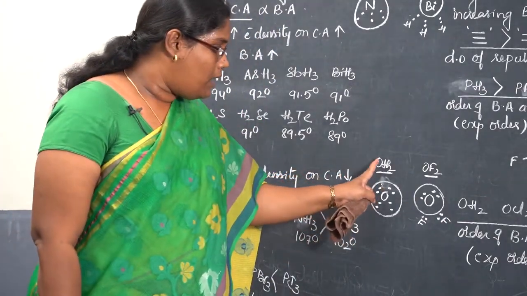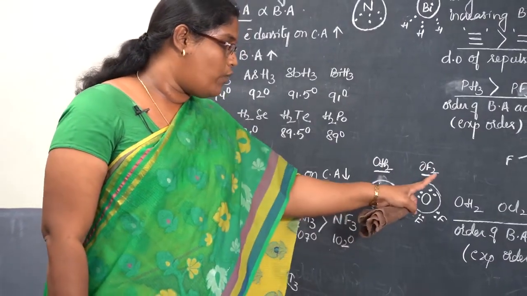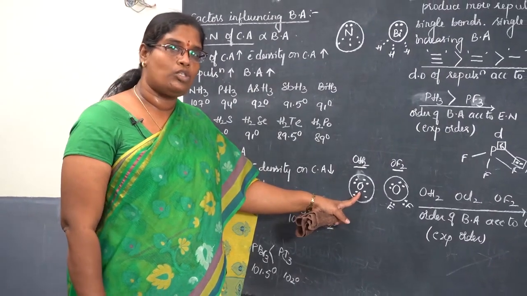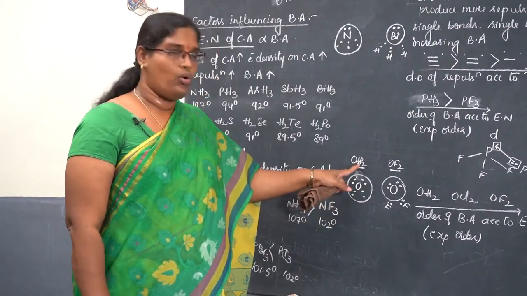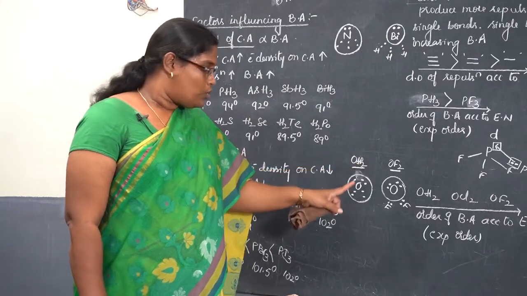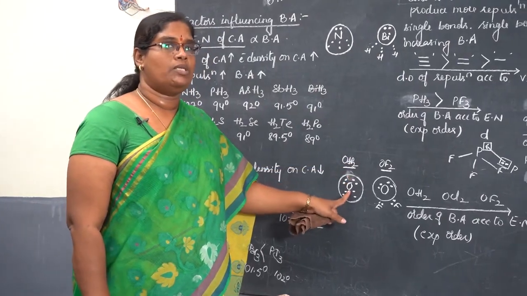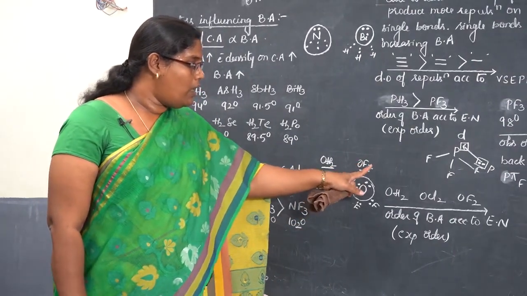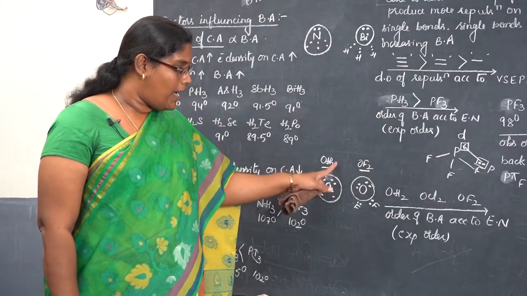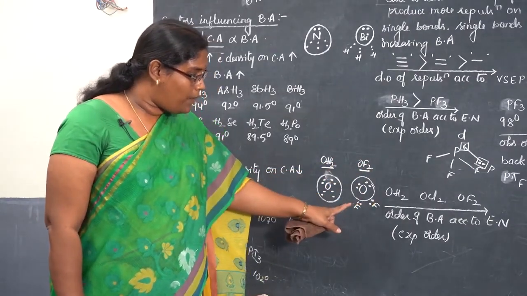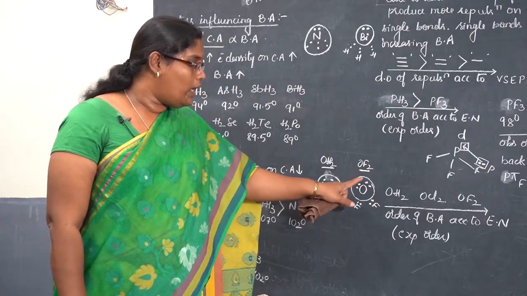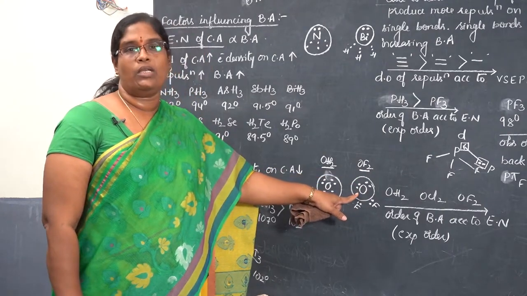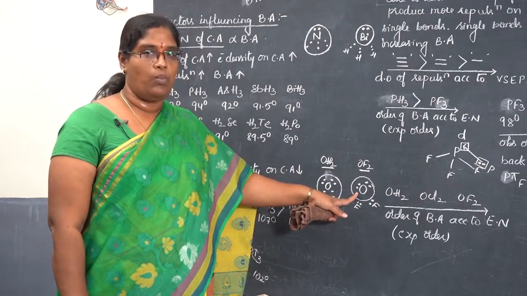So when you compare the oxygen atoms in water and OF2, the oxygen atom in water has more electron density due to the lower electronegativity of hydrogen. So more electron density, more repulsions, more bond angle. Now when you move to oxygen difluoride, fluorine is more electronegative than hydrogen. So the bonded electron pair is concentrated on fluorine, and only the lone pair is concentrated on oxygen. So less electron density on oxygen, less repulsion, less bond angle.